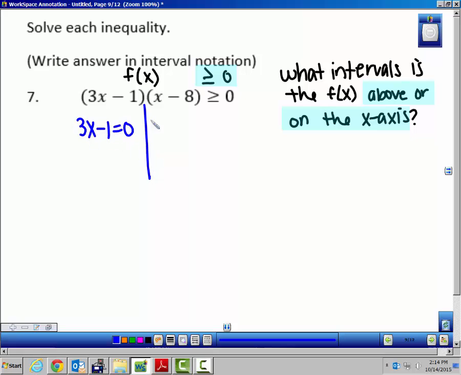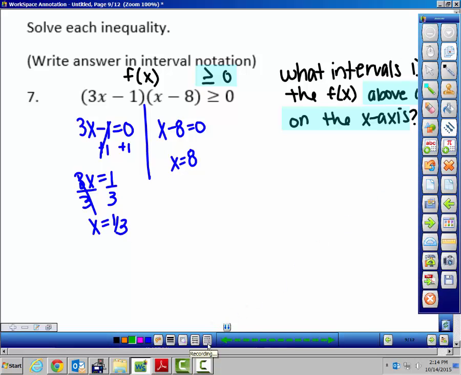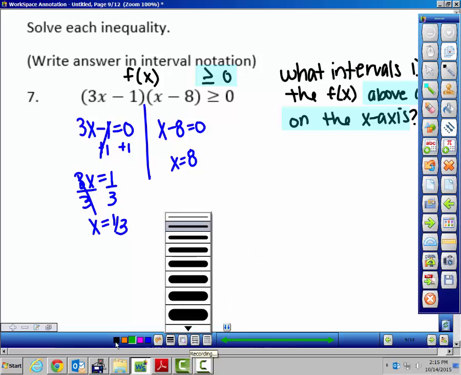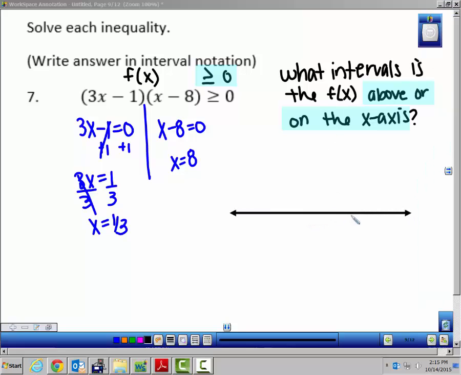Set each factor equal to 0, and I get positive 8, and you would add 1, divide by 3. So 1/3 and 8 are what go on the number line. So here's my number line, and it's broken up into intervals by the zeros 8 and 1/3.